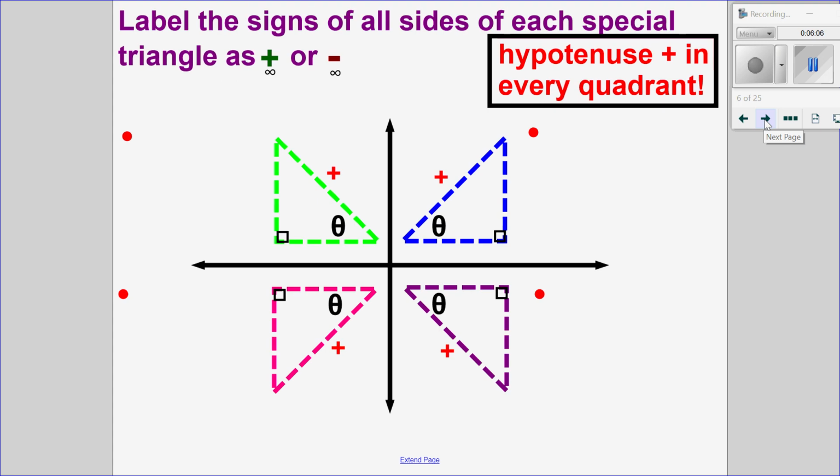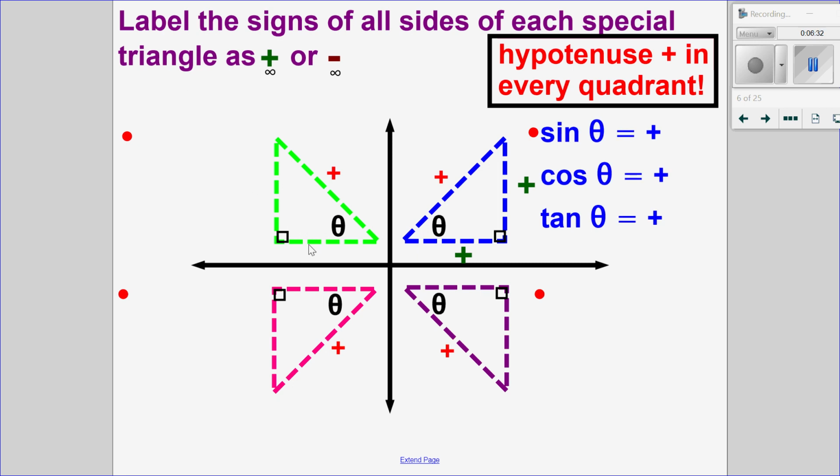So let's look at each of the triangles that I could have in all of the quadrants. So there's 4 different triangles that I could have in each of the quadrants. Notice the hypotenuse is positive in every single quadrant. So if I look at quadrant number 1, along the x it's positive, and along the y it's positive. So all my sides are positive, which makes all of my ratios positive as well.